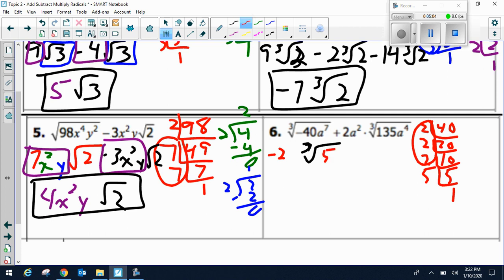If you look at the letter, 7 divided by 3, 3 goes into 7 twice with a remainder of 1. What that tells me is 2 A's come out, 1 A stays in. And then same thing for this next one. So we're going to do 135.